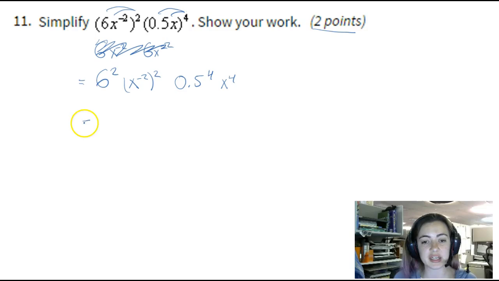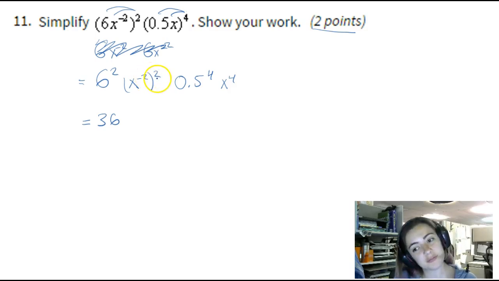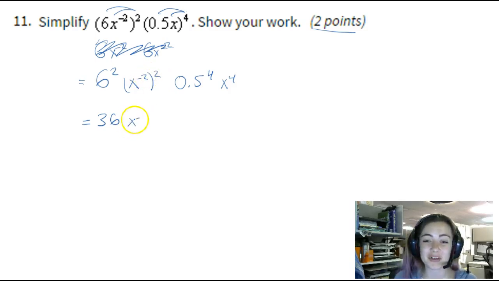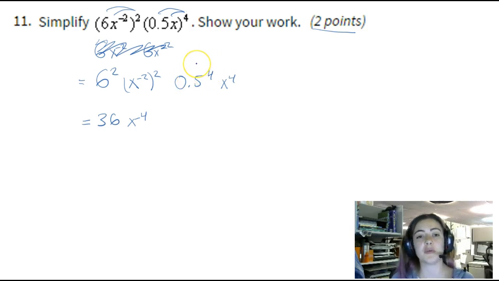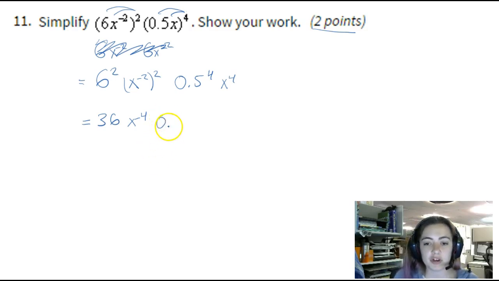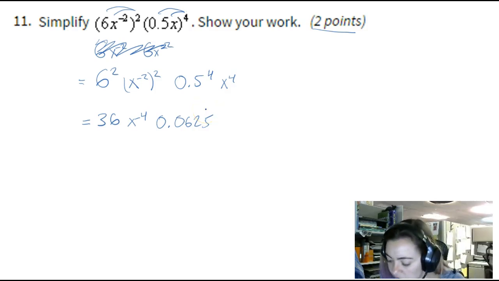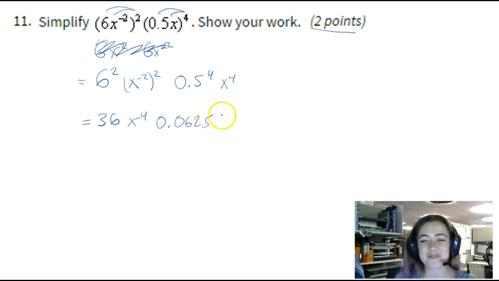So when we start simplifying, 6 squared, so 6 times 6 is 36. X to the negative 2 to the 2 is x to the negative fourth. 0.5 to the fourth, so 0.5 times 0.5 times 0.5 times 0.5. 0.0625, I believe. Let me just check. I did this right beforehand just to make sure. Yep. And we still have x to the fourth.